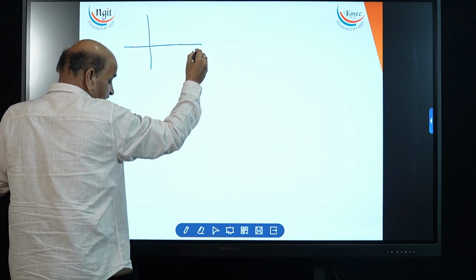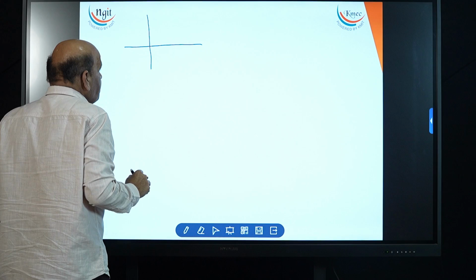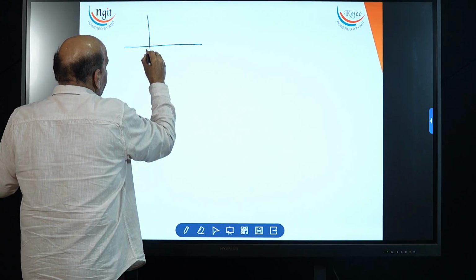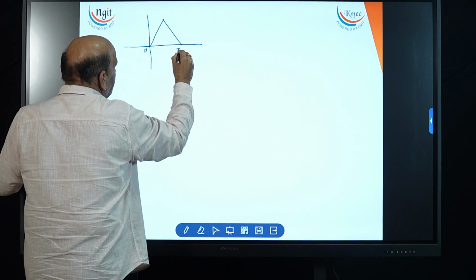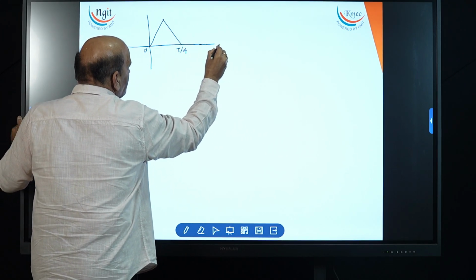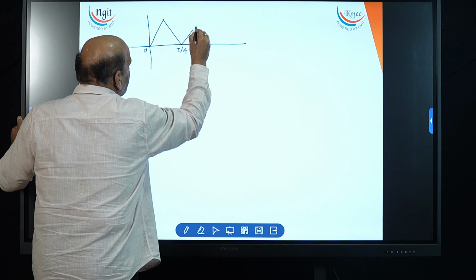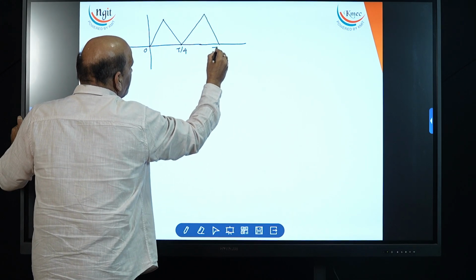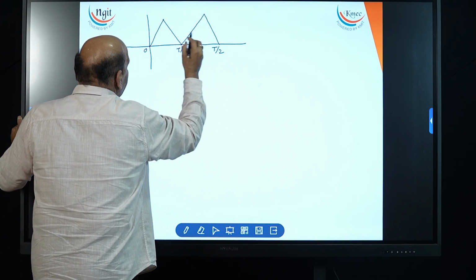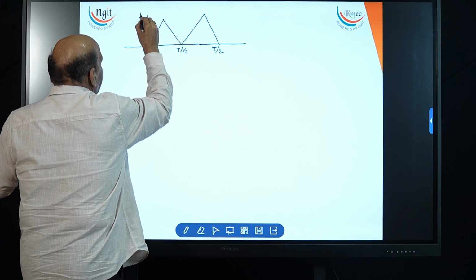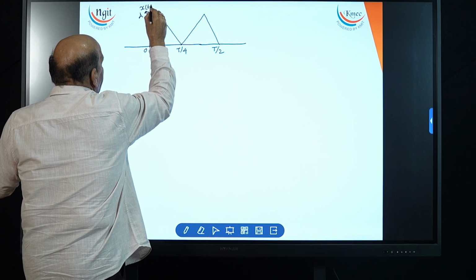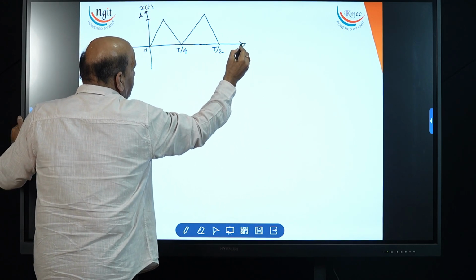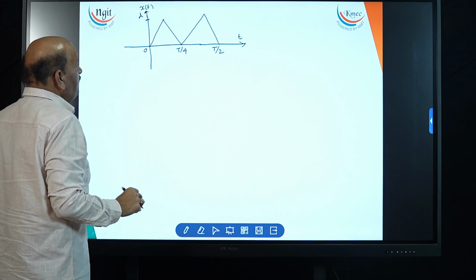A waveform is like that. This is 0, like that. Amplitude is equal to A. This is x of t axis. This is t axis.